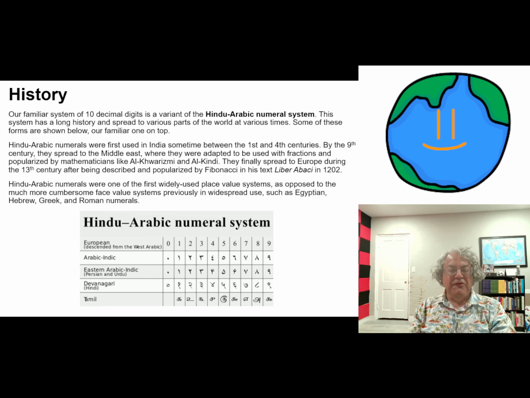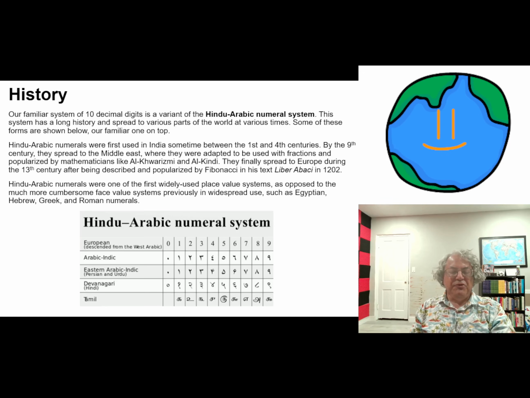And none of the face value systems are. And I think the Western world was mostly using face valued systems ever since ancient times. Starting with the ancient Egyptians, their hieroglyphs were another face value system. And then the ancient Greeks and the Hebrews and the Romans, they all used other face value systems. There were a few exceptions.